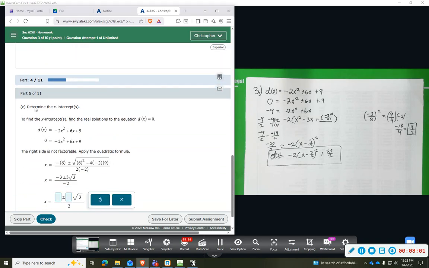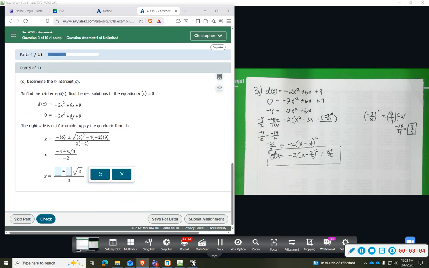Now it says determine the x-intercepts, and they are starting from the original equation and just doing the quadratic formula. If we follow along with the quadratic formula, they have simplified the inside of the radical, and they've gotten down to this part right here. So it looks like we just plug in the same thing they got.